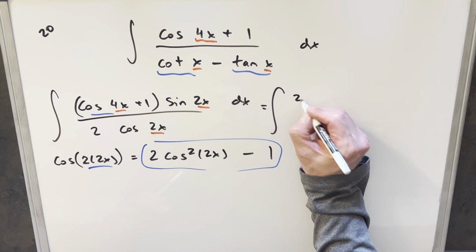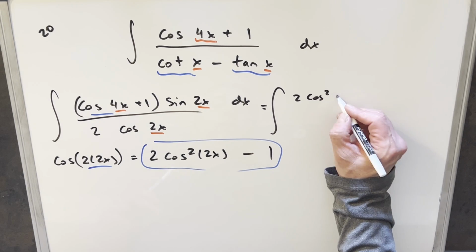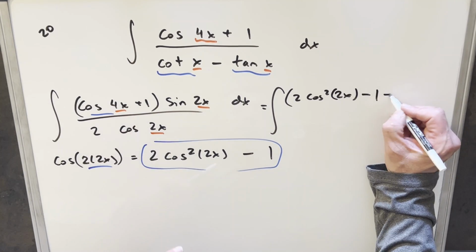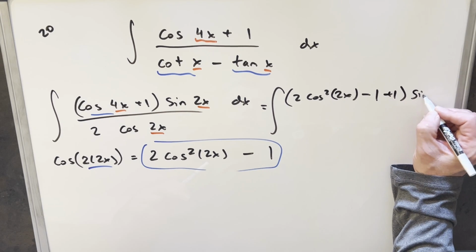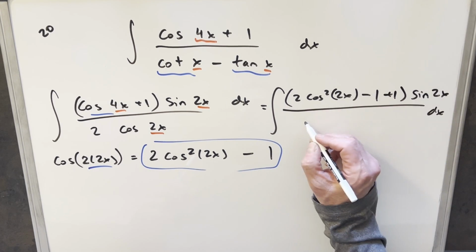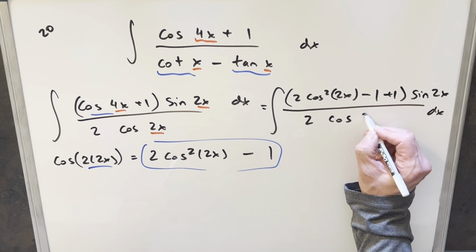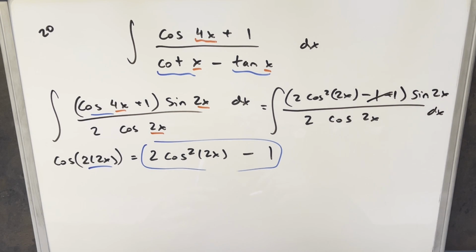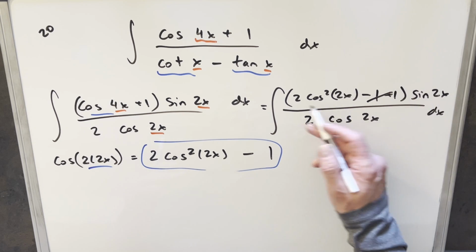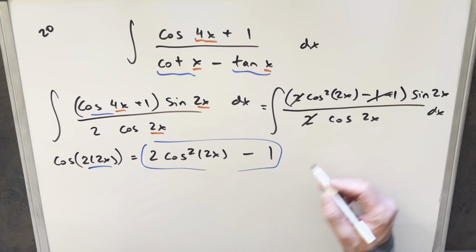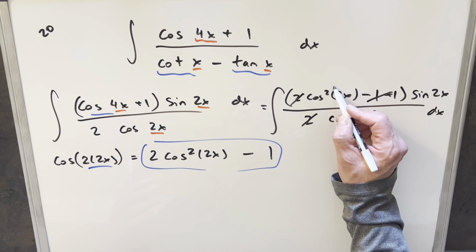Plugging this in here, we're going to have 2 cosine squared 2x, then minus 1. We still have a plus 1 here. And then this is multiplied by sine 2x. I'll squeeze in the dx over here, and then we're going to have this 2 cosine 2x. But of course, 1 minus 1 here is just 0, so that's going away. It's a little confusing to look at, but all this stuff's multiplied together in the numerator, so I can cancel 2 with 2 here, and then I can cancel cosine 2x with one of these here.